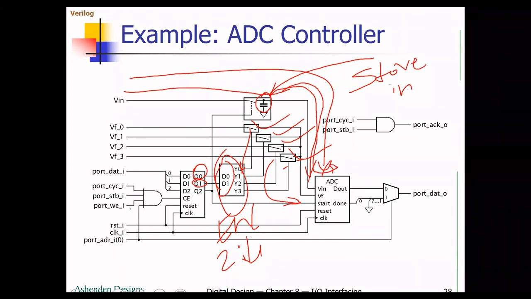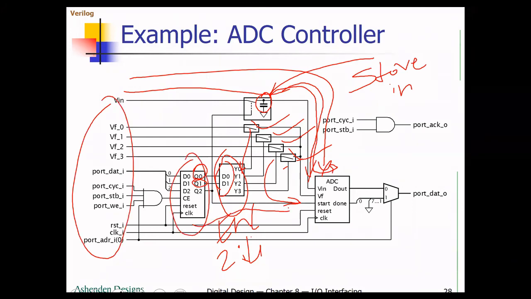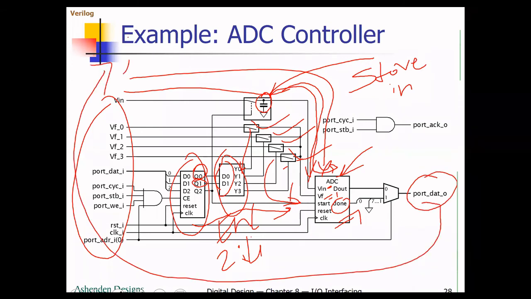Whenever the processor tells it to convert through this particular enable circuit, start is 1. If start is equal to 1, Vin is there, and the reference voltage is selected through the encoder. If that is happening, the ADC will start doing the conversion. If the done bit is 1, then the output will be available at port data out. Port data out will give it back to the processor.